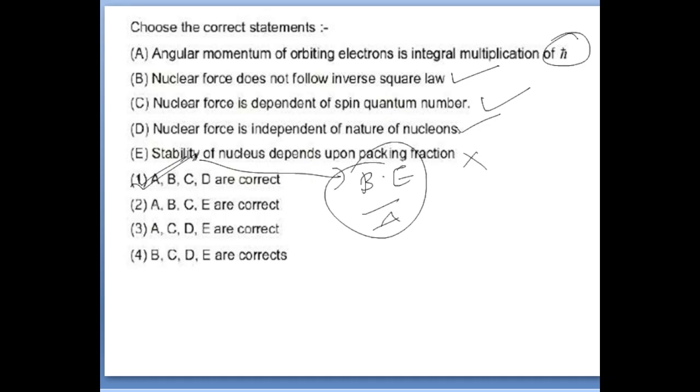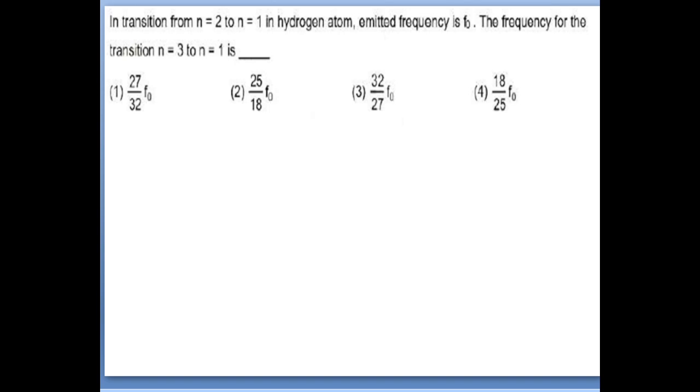And another question, look at here. Another question from Bohr's model. He's saying that in a transition from n equal to 2 to n equal to 1 in a hydrogen atom, the emitted frequency is f naught. The frequency for the transition n equal to 3 to n equal to 1 is asked. So again it is a comparison question only. We know that energy equals R z square into 1 by n1 square minus 1 by n2 square. Okay, this is the formula.